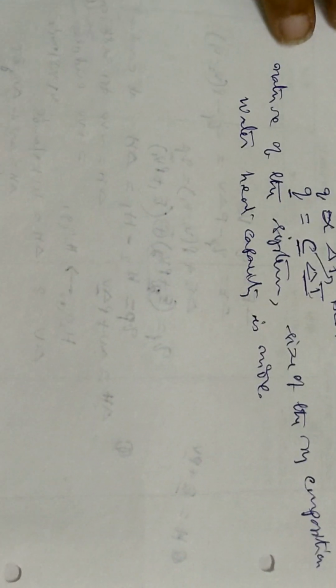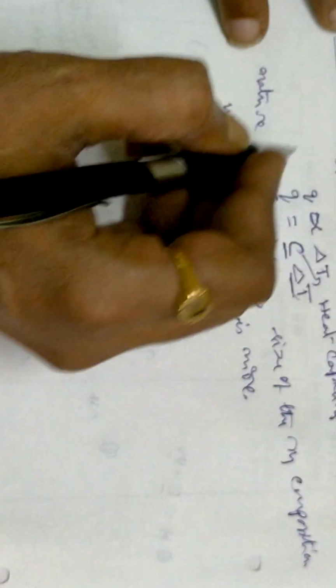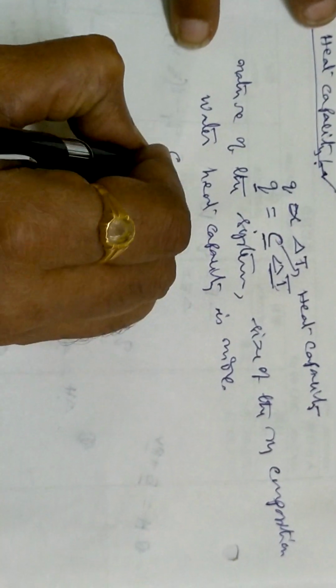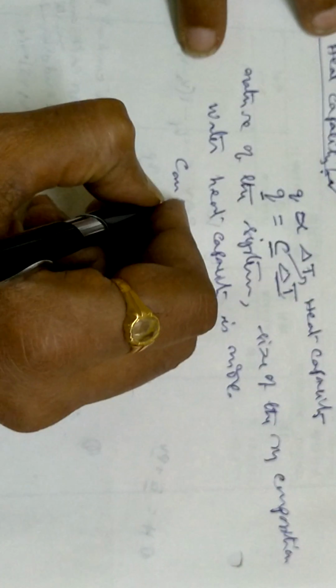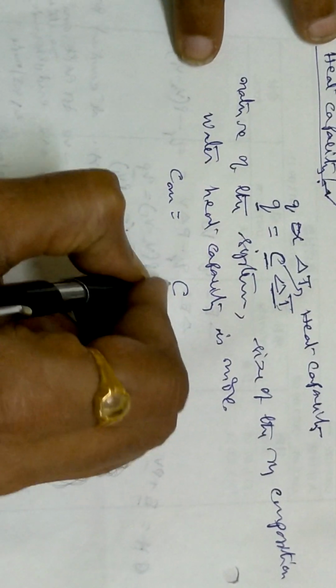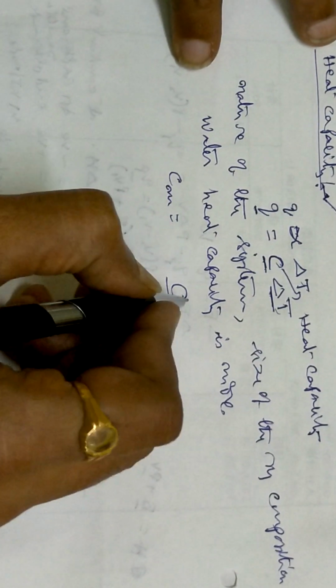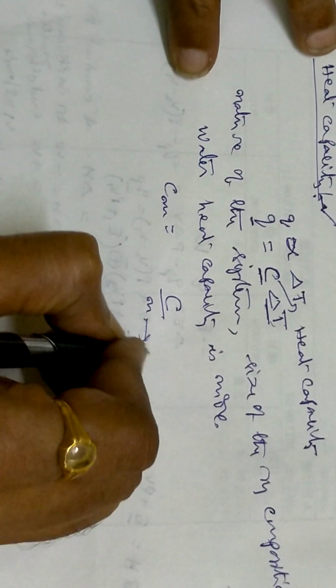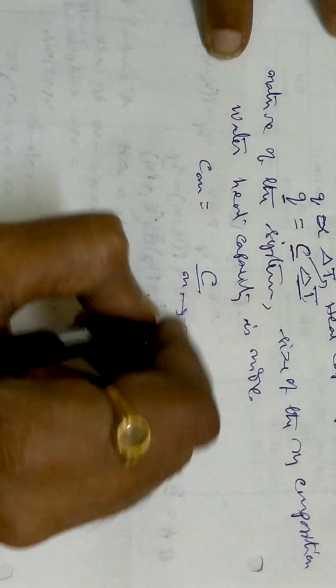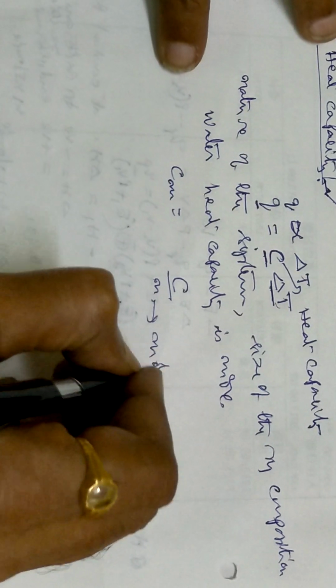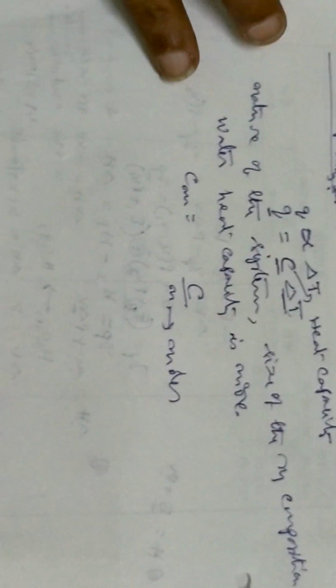In this, one more is molar heat capacity, CM. CM, the molar heat capacity, is heat capacity divided by number of moles. Very simple. N is the number of moles. That is called molar heat capacity. Right.